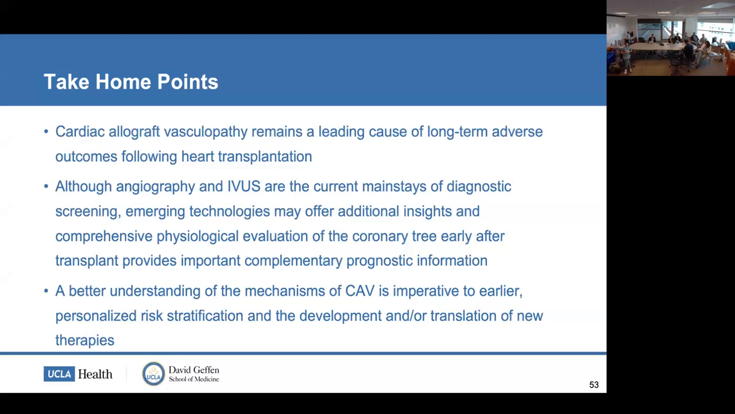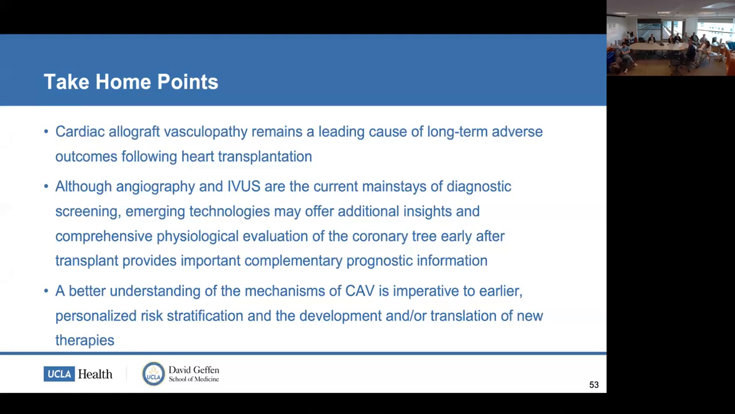And so I just want to close with some take-home points. I hopefully have convinced you that CAV remains a leading cause of long-term adverse outcomes following heart transplantation and is really one of the Achilles heels we have in modern-day transplantation.